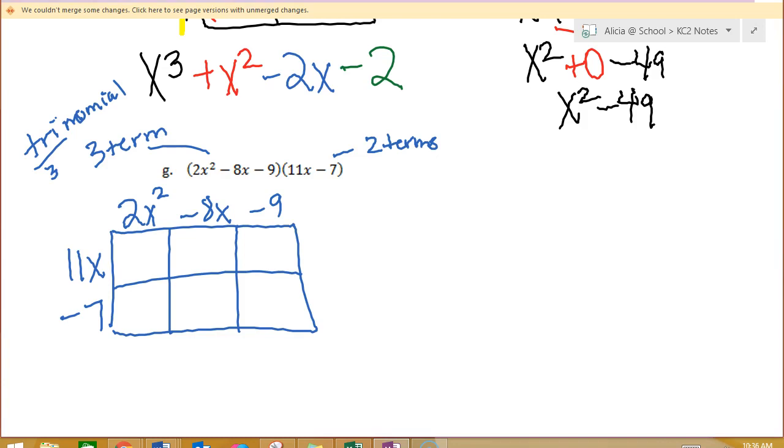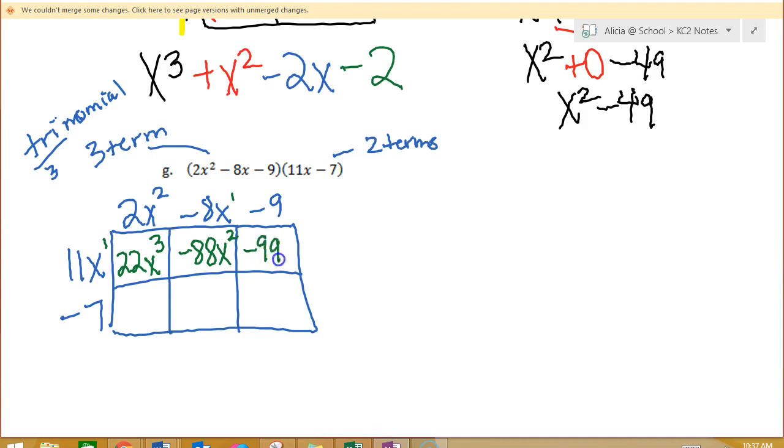Multiplying all of these out, 2x squared times 11x. 2 times 11 is 22. X squared times x to the first is x to the third power. Negative 8x times 11x is a negative 88x squared, again because I had a power of 1. That's power of 1. We add them together. Negative 9 times 11x is negative 99x. Bottom row, 2x squared times a negative 7 is a negative 14x squared. Negative 8x times a negative 7 is a positive 56x. Negative 9 times a negative 7 is a positive 63.